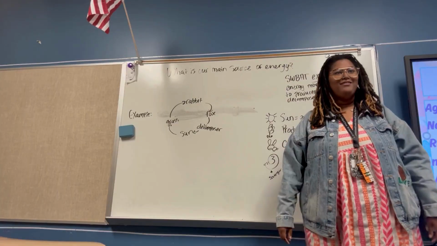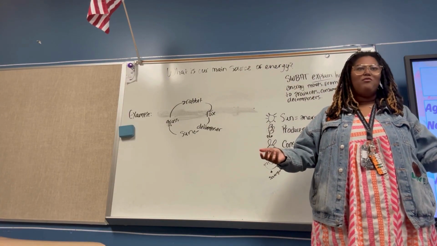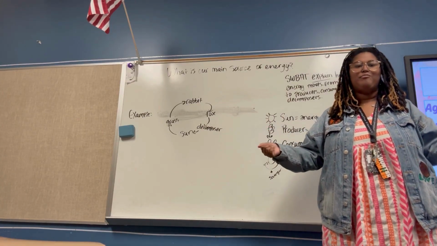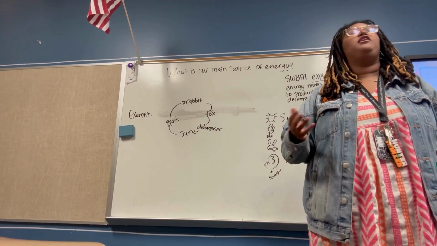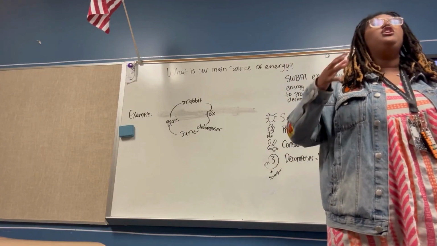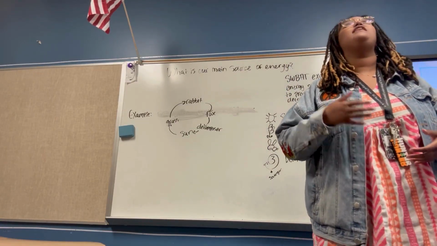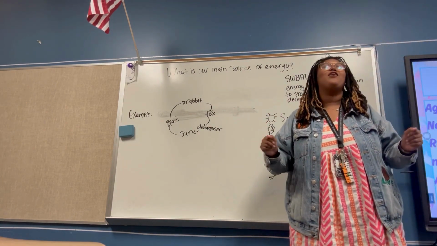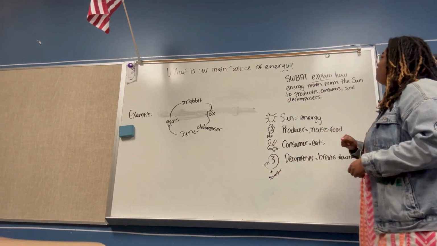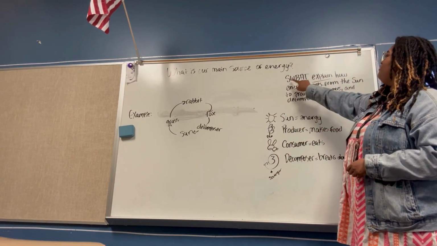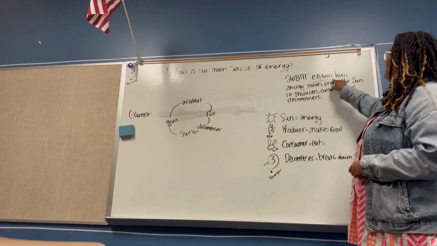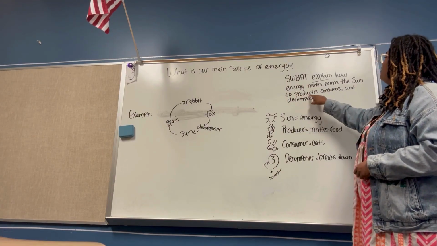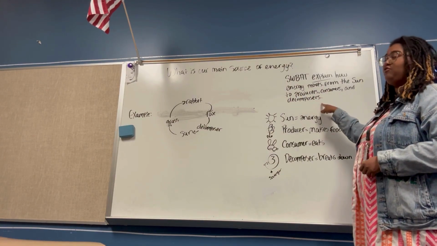Good morning, class. Let's start off every day with our phrase: every day is a new day with a new start. Today we're going to be learning about how energy transfers or flows in a food web. So we're going to start today by saying our objective. Today's objective is students will be able to explain how energy moves from the sun to producers, consumers, and decomposers.